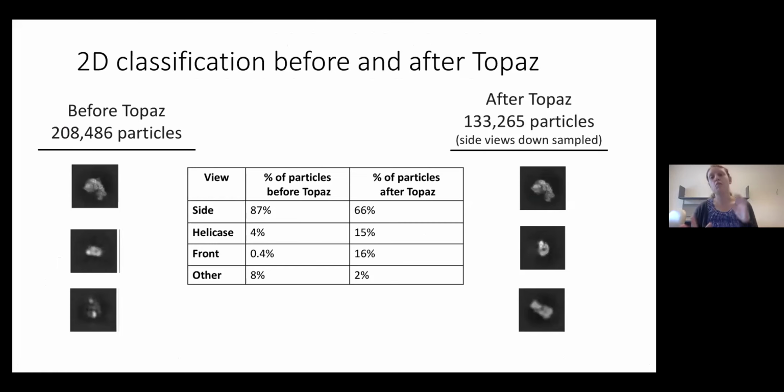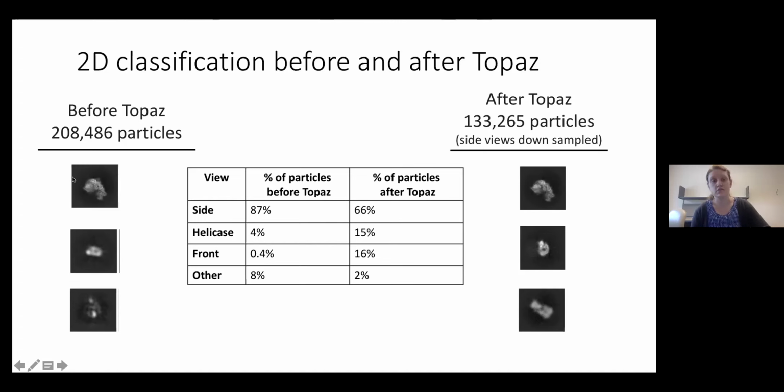And I'm going to walk through different ways Topaz improved my data set, at the 2D classification level, particle distribution, and the 3D classification level. But let's first look at the 2D class level. Before Topaz, you can see for the side view, or the traditional L shape of Dicer, it was fantastic.